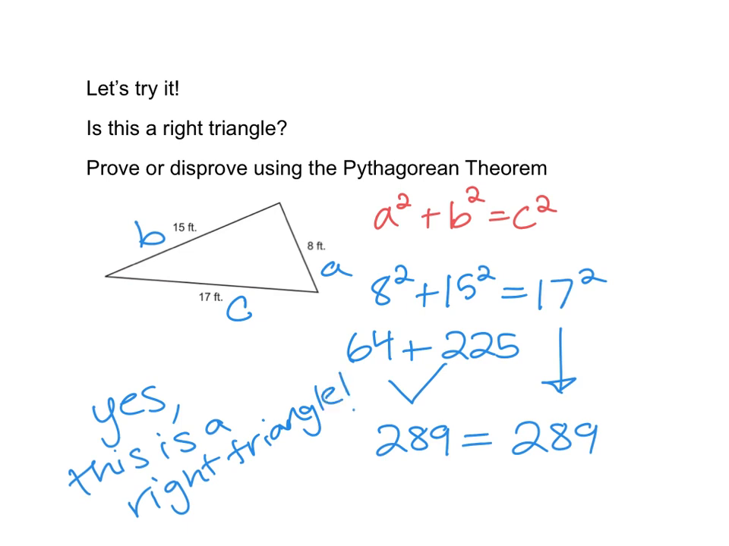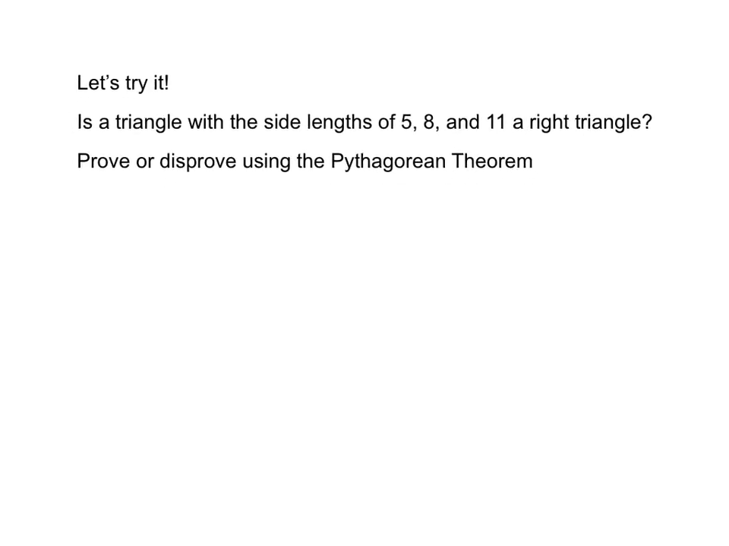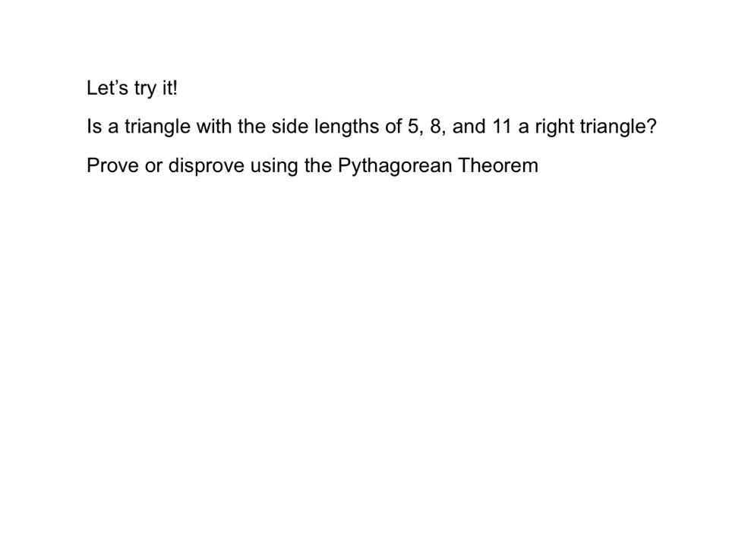I'm going to go ahead and keep going here. This one says, is the triangle with the side lengths of 5, 8, and 11 a right triangle? Prove or disprove using the Pythagorean theorem. So there's not a picture, but I can still determine which are the legs and which is the hypotenuse because the hypotenuse is always the longest. So I could sketch a triangle, or I'm just going to write the letters above these three values.